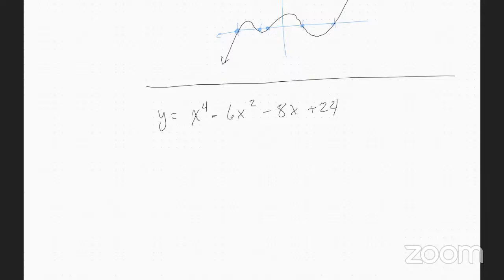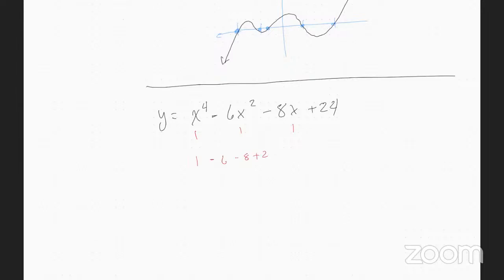So again, let's try to find one by just plugging in a nice number like one. Does one work? If I plugged in one for all of my x's, I would get 1 minus 6 minus 8 plus 24, which does not equal 0. So I know one doesn't work.